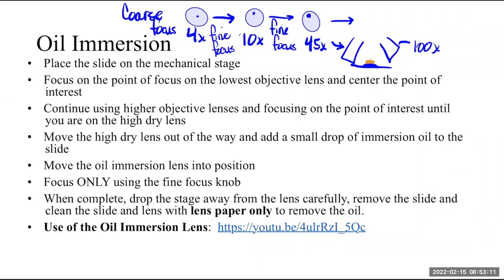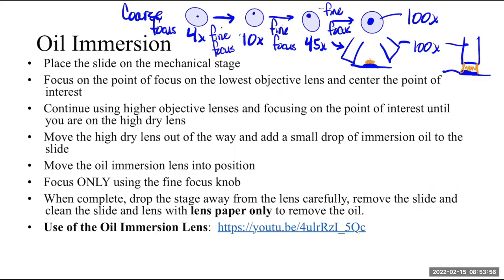And so then when you move the 100x into position, here's your specimen, the oil will actually make sort of a conduit, a pathway for the light to travel. And that way, it's going to capture all of the light rays. So then, when you go to the 100x, hopefully your sample is right in the middle, and you can see it more clearly. So it's really critical, in each one of these, you only want to use fine focus. Don't use the coarse because you could break the slide or break the lens.